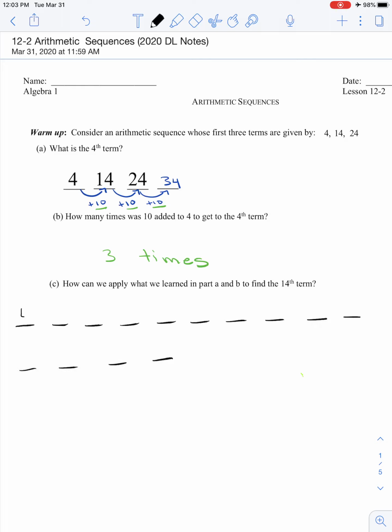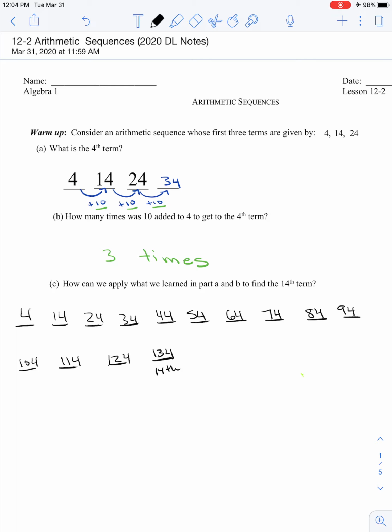So we started with 4, and then we were adding 10, and we got 14, 24, 34, 44, 54, 64, 74, 84, 94, 104, 114, 124, 134. So we know that the value of the 14th term, here's my 14th term, is 134. But that took a long time to do. So there's actually a quicker way to figure it out.